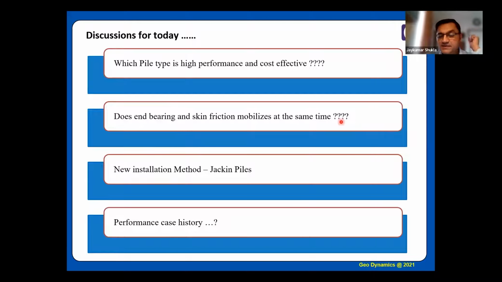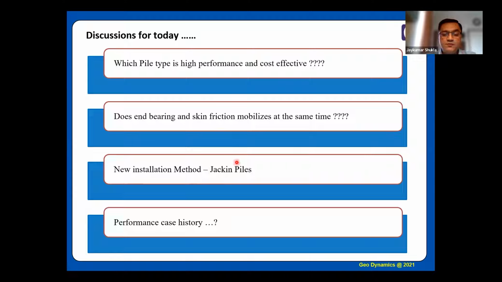Actually, this aspect is not that much covered in our theoretical pile capacity assessments, even if we go with IS 2911, or classical soil mechanics or geotechnical engineering books. What is missing is the displacement associated with each theoretical estimation of shaft resistance and end bearing resistance. And then we will see what actually jack-in piles are.